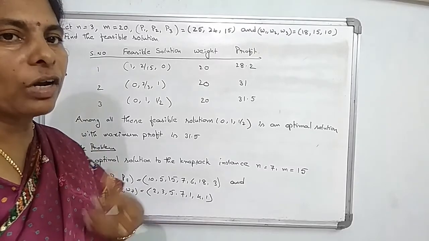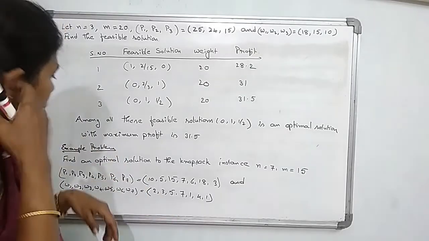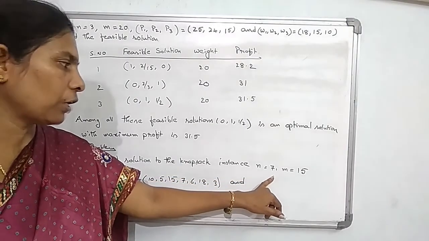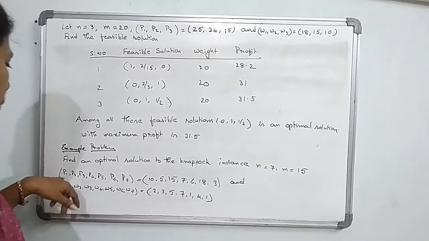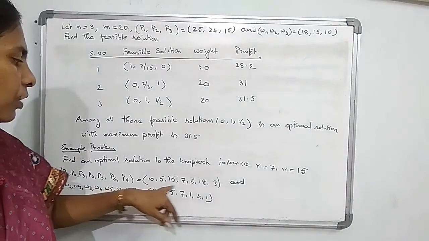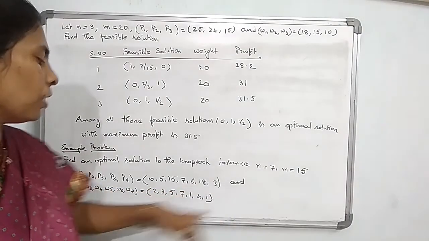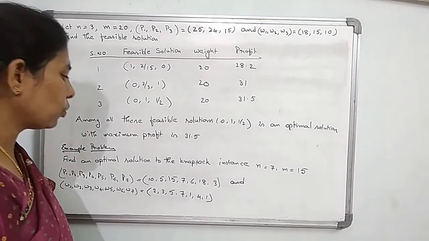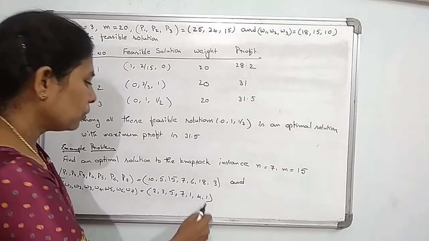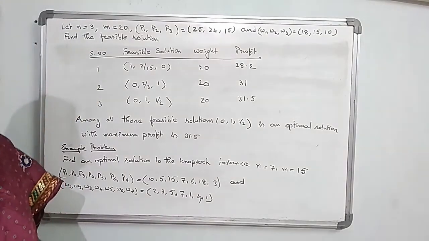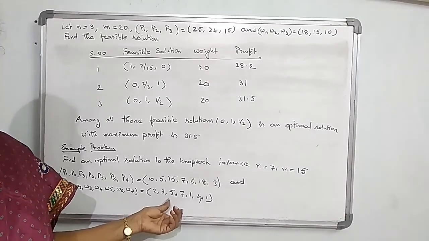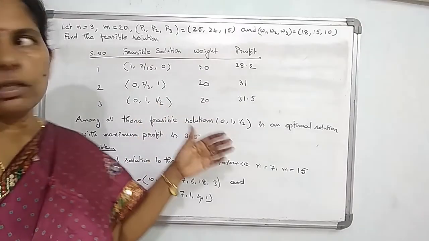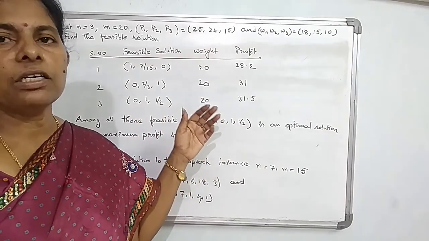Okay, now I am giving one example exercise problem. That means find an optimal solution of the knapsack instance with n equals 7, that means 7 objects, and m equals 15. The profits P1 to P7 are 10, 5, 15, 7, 6, 18 and 3. The weights W1 to W7 are 2, 3, 5, 7, 1, 4, 1. So using that, find the solution for this knapsack problem. What is the solution you have? So this is the example problem. This comes under the knapsack problem.